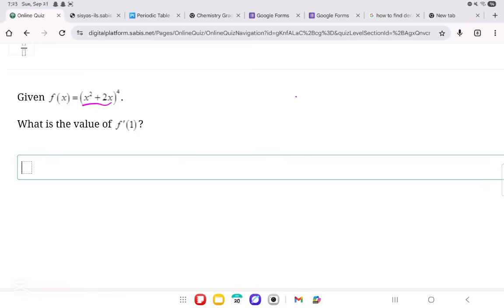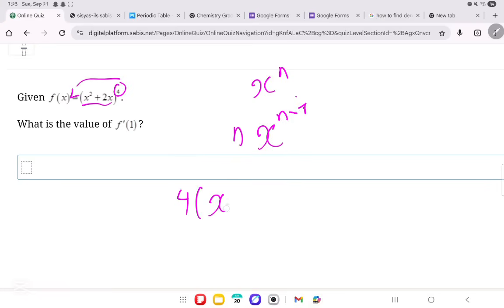We'll just act as if it's what? It's ax, or sorry, not a. It's x to the power of n. So we'll bring n down: n x to the power of n minus 1. So let's do that. You'll bring n down. It will become 4 times x squared plus 2x to the power of n minus 1, which is 3.